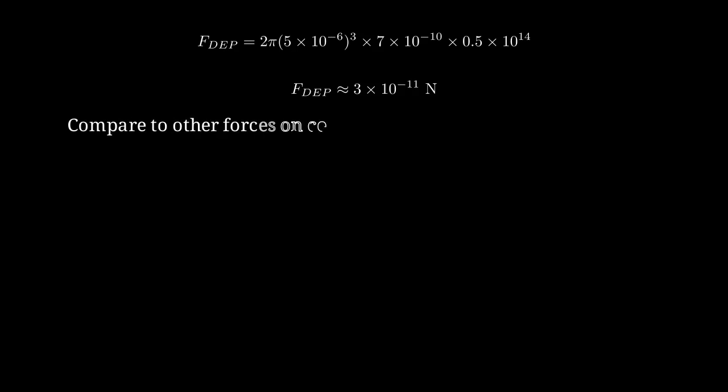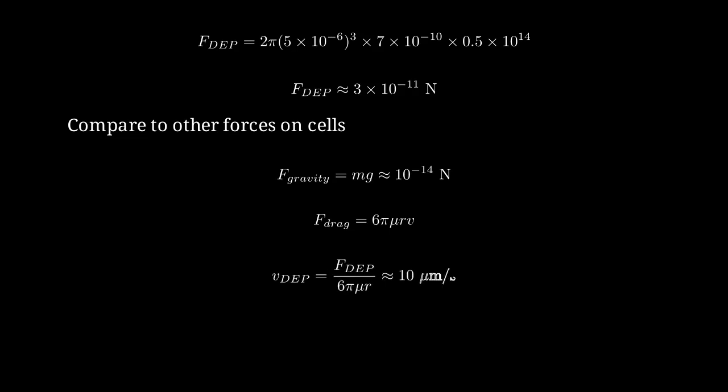Is this a large or small force? Let's compare it to other forces that act on cells in microfluidic devices. Gravitational force on a 10 micrometer cell is about 10 to the negative 14th newtons, so DEP is about 1,000 times stronger than gravity. The Stokes drag force is 6 pi mu R v, where mu is viscosity and v is velocity. If we balance DEP force with drag, we get a terminal velocity of about 10 micrometers per second, which is quite reasonable for cell manipulation.